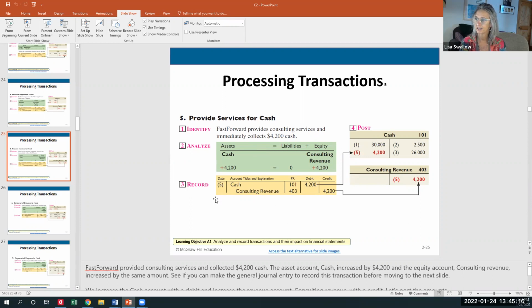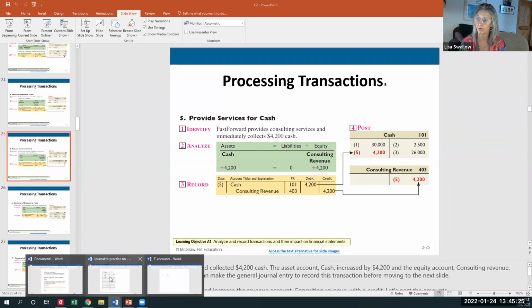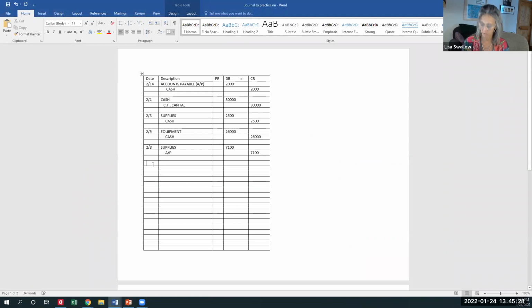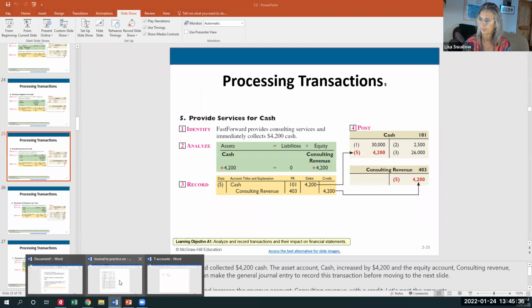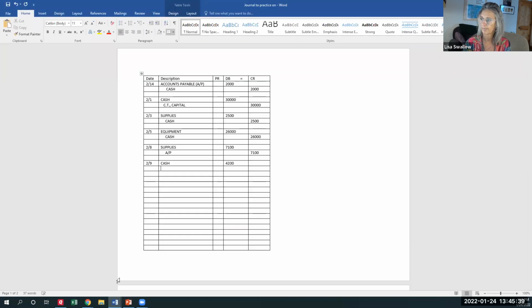So let's make our journal entry on our journal. Again, I want you to be physically writing this out. And let's say that happened on the 9th of February. So that's consulting revenue. What happens next?